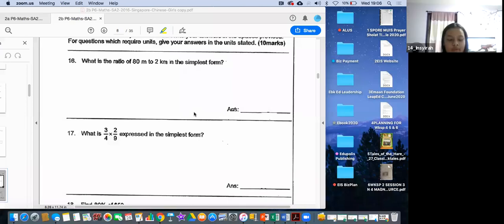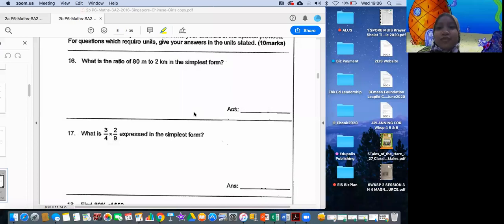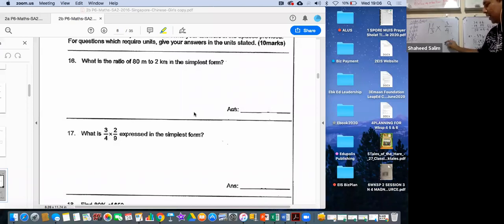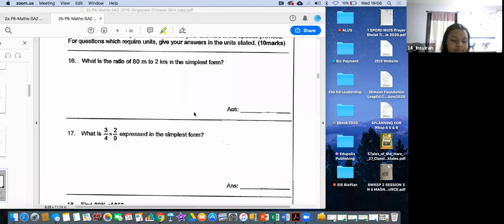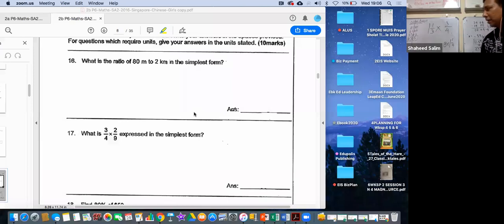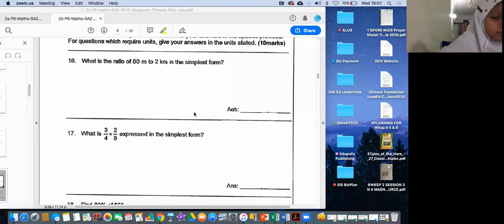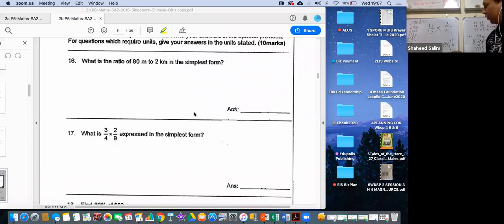Answer is 1 whole 1 over 4, 2 persons. And both answers are wrong. You cannot cancel a mixed number. You must change it to improper fraction first. How to change? 1 whole is how many over 3? 3 over 3. Then you plus the 1, 4 over 3. Another person says 1 over 4, that is also wrong.